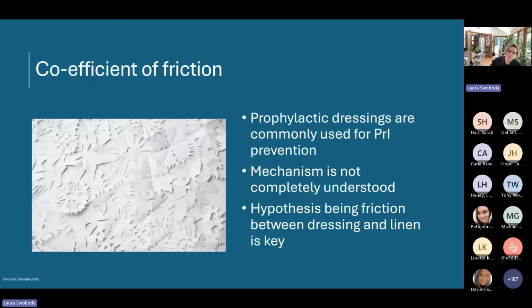So looking at some of the research on this was from Springle in 2021, and I think this is a really cool study for a couple of reasons. This looked at prophylactic dressings commonly used for pressure injury prevention, and we don't totally understand the mechanism of them, the hypothesis being that friction between the dressing and the linen is really key, and it's dispersing those forces. It's also providing tissue support, so we're not getting that shear and that blood vessel and cellular deformation there.